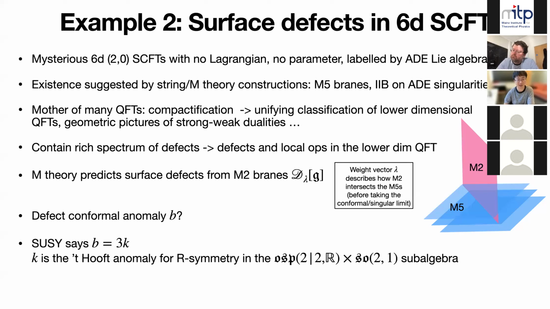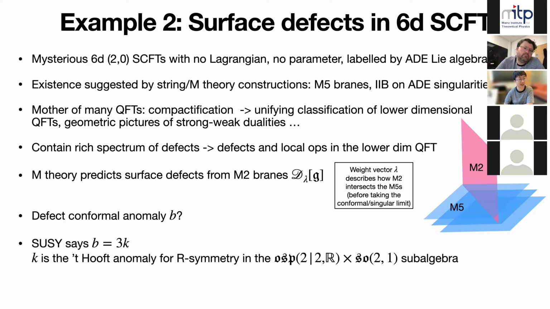For the A-type theory, the surface defect can be described by a transverse M2 brane that intersects the stack of M5s along two longitudinal directions, which is the defect worldvolume. In that case, this weight vector lambda specifies, before you take the singular limit, how the M2 ends on the M5s when you separate the M5s. And you can ask, in this non-Lagrangian example, where you don't have a Lagrangian description for the 6d theory, and also don't have a Lagrangian description for the surface defect, whether you can extract anything about the defect anomalies.